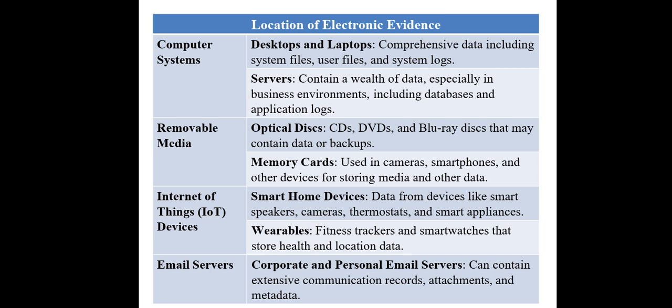Next location is IoT, that is Internet of Things devices. It includes smart home devices and wearables. Smart home devices means data from devices like smart speakers, cameras, thermostats, and smart appliances. Wearables include fitness trackers and smart watches that store health and location data. Now next is email servers. It includes corporate and personal email servers. They can contain extensive communication records, attachments, and metadata.